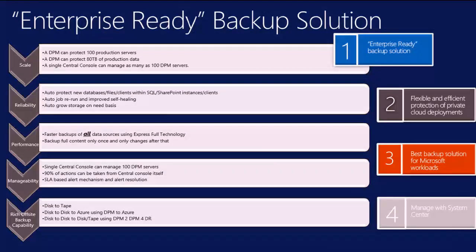Also, as I mentioned in the previous slide, we have rich offsite backup capabilities. Either we can take the data to tape from the primary DPM server, or deploy another DPM server, where you can ship the data from the primary to the secondary DPM server, and there you can store it on disk or on tape again. Also, we introduced a brand new capability called Windows Azure Backup, where you can take the data from the primary DPM server and directly send it to Azure and keep that data there. You don't need to manage your tapes and ship them offsite and get them back. None of that is required. Or you don't need to manage another DPM server to do this. Everything is done with the Windows Azure Backup service.